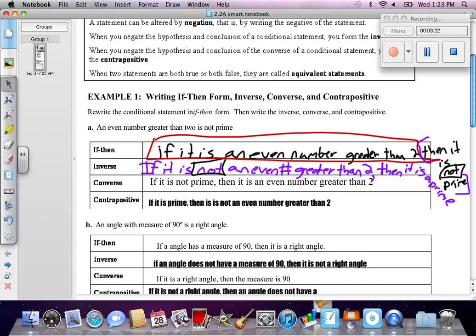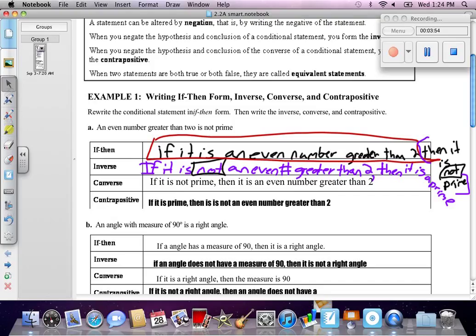Yeah, but we got to make sure we get it. Okay, so the converse is you take the main thing and you switch the hypothesis and conclusion. So it becomes, if it is not prime, then it is an even number greater than 2. All I did is switch the hypothesis and conclusion. So if it's not prime, it's what? Then the even number greater than 2. And then the contrapositive is I make it negative. So if it is not prime, then it is not an even number greater than 2.